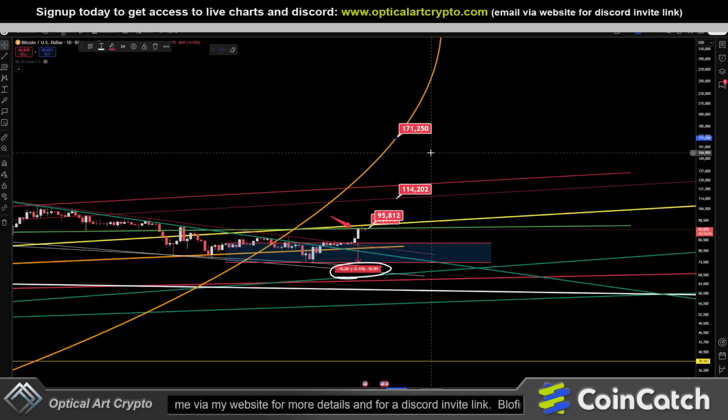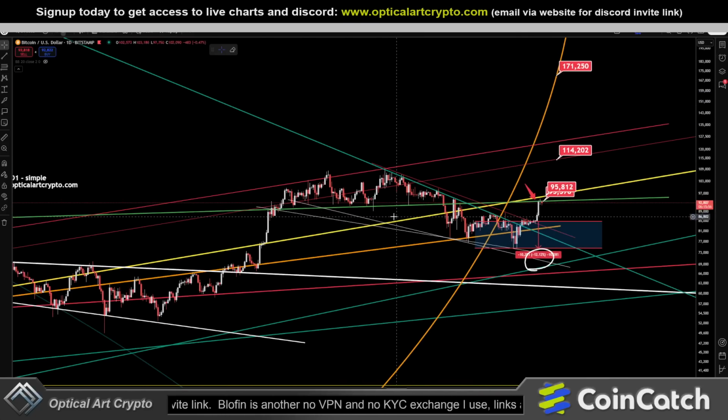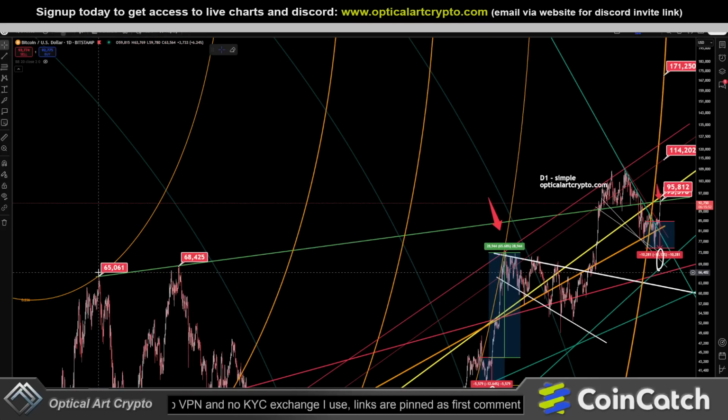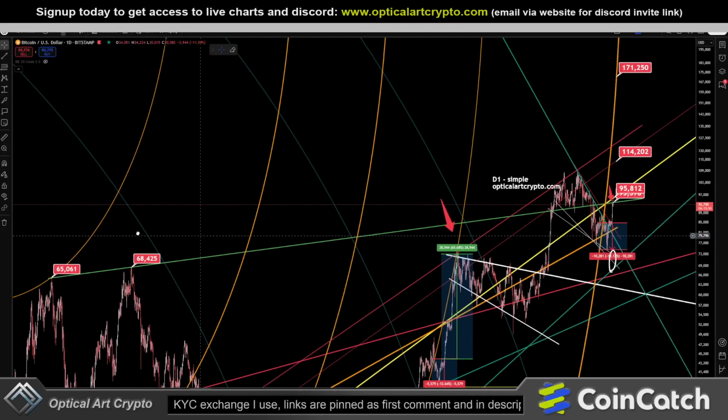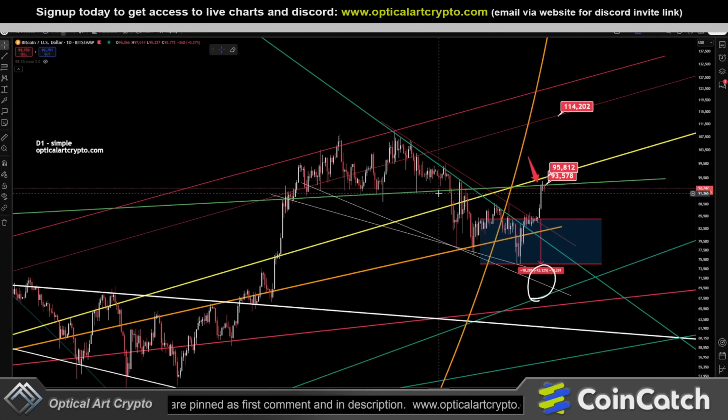I'm not saying we have to push that high. I'm just saying that is a target to watch. We could get rejected from this point. I've been talking about this point for a while. We came up and tested a very key resistance. Again, it was resistance back here. It was resistance here. We briefly got above it, right? It held a support, this green line.